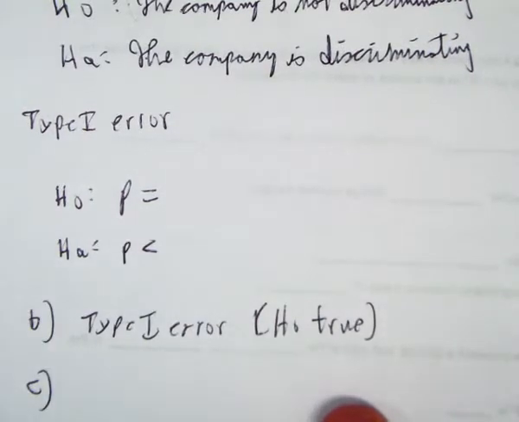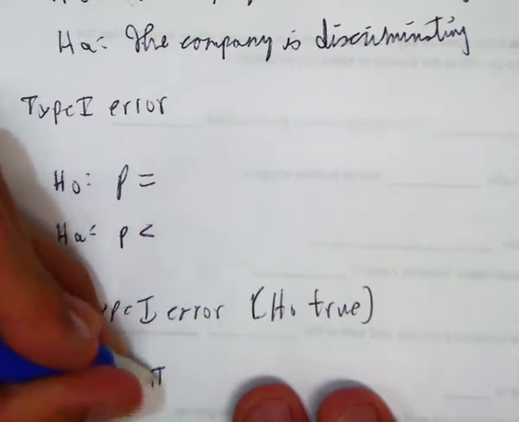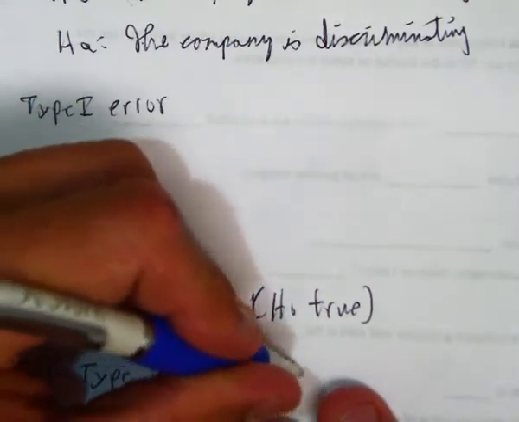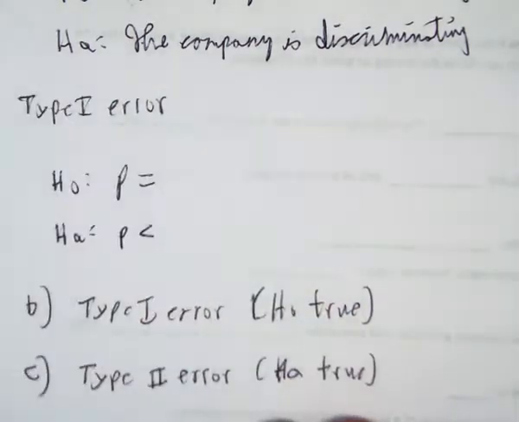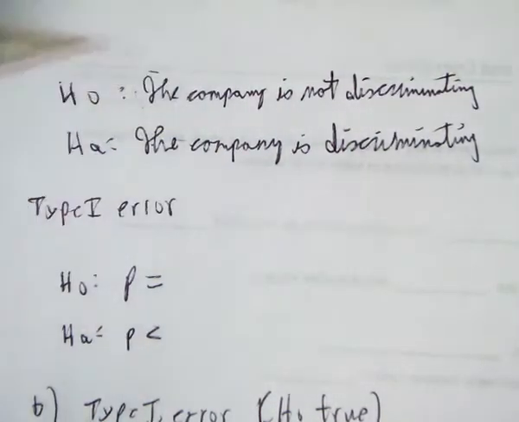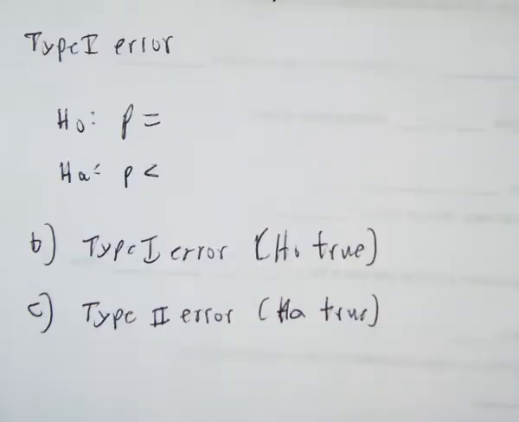Question C, what's type 2 error? Type 2 error is when HA is true. What's HA? The alternative hypothesis: the company is discriminating, but we find that they're not. So the company is guilty, but we find them not guilty. We don't find them innocent, we find them not guilty.